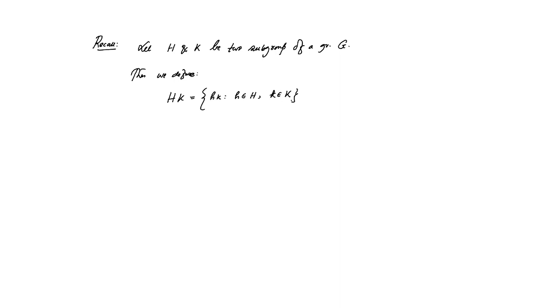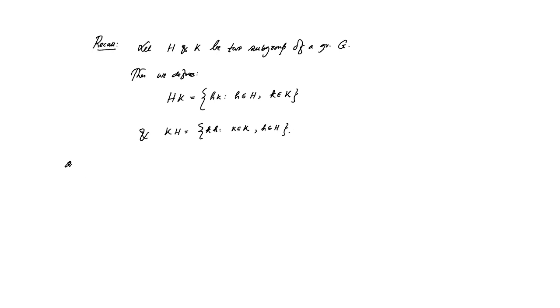Let H and K be two subgroup of a group G. Then we define the product HK. This is equal to hk such that h belongs to capital H and k belongs to capital K. And also we can define KH as kh such that k belongs to capital K and h belongs to capital H. Now the question is whether the product will be a subgroup.